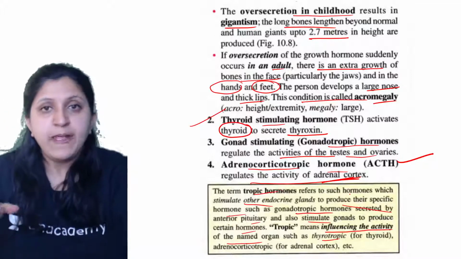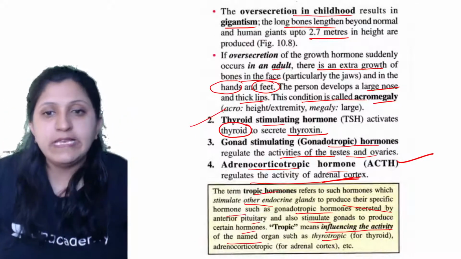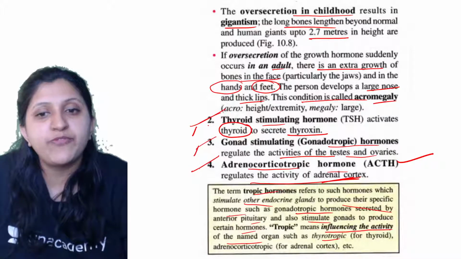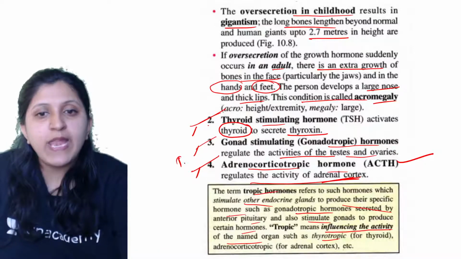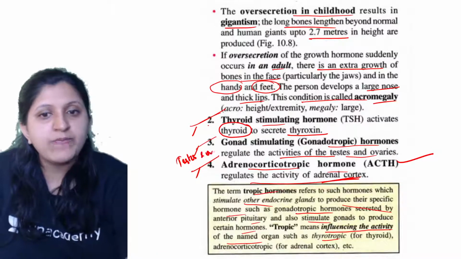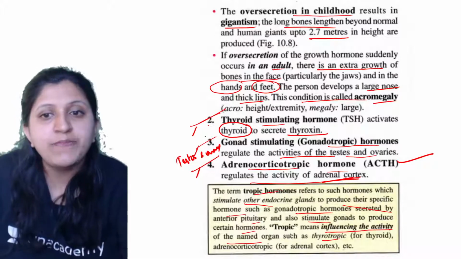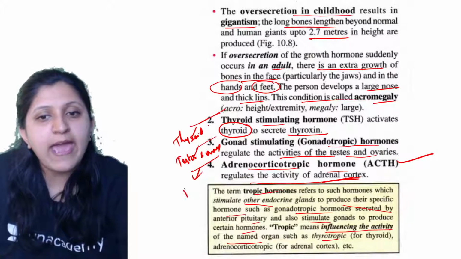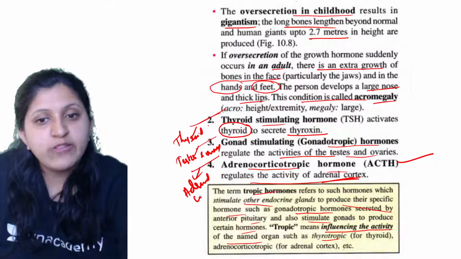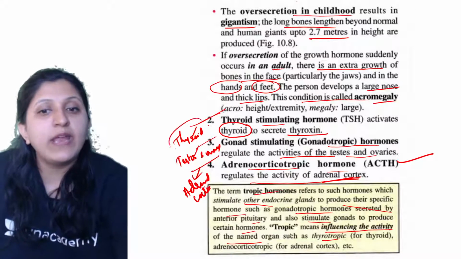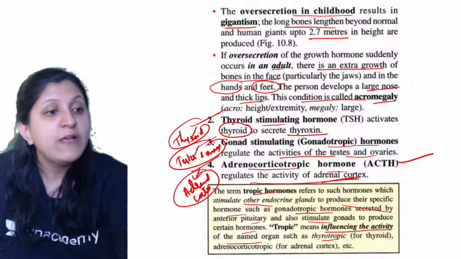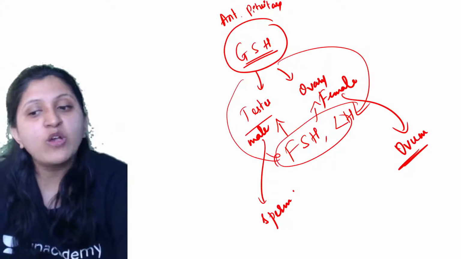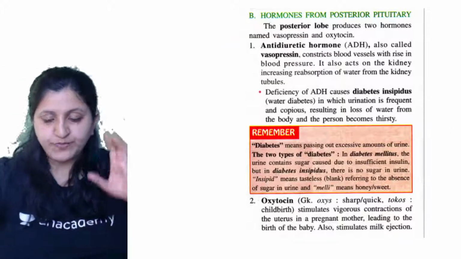Once the anterior pituitary releases these hormones, they are going to act on specific organs. This one will act on the testis and ovary. This one is going to act on the thyroid gland. And this is going to act on the adrenal cortex. These are other endocrine glands, and they are going to get activated, and because of that the functioning will be done.